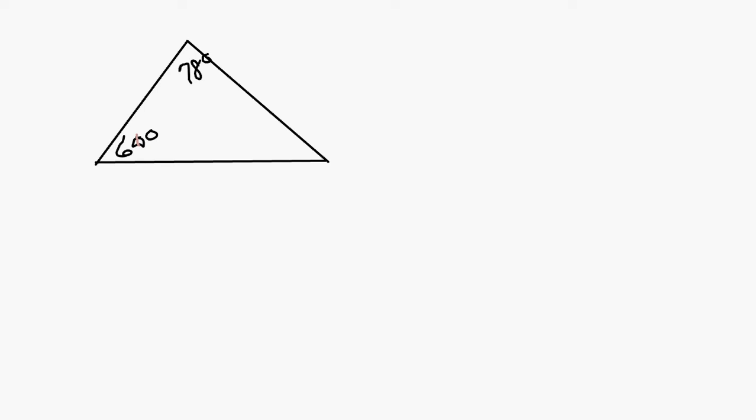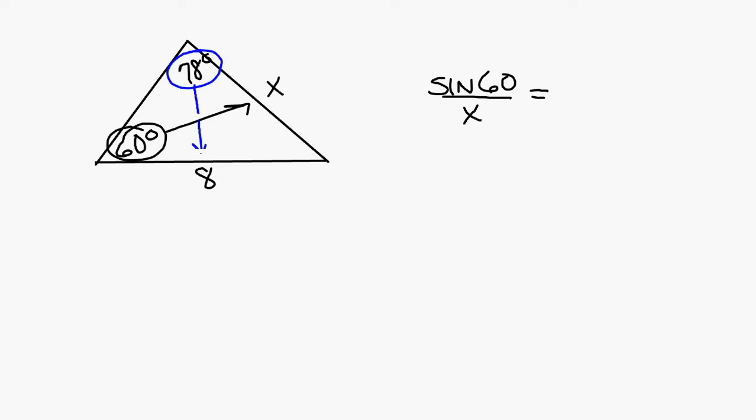60-degree angle and a 78, you got an 8, and you've got an X. Law of sines. Okay, so sine 60 over x, sine of an angle over its opposite side, is equal to, in this case, sine 78 over 8. So sine of an angle, sine 78 over 8.